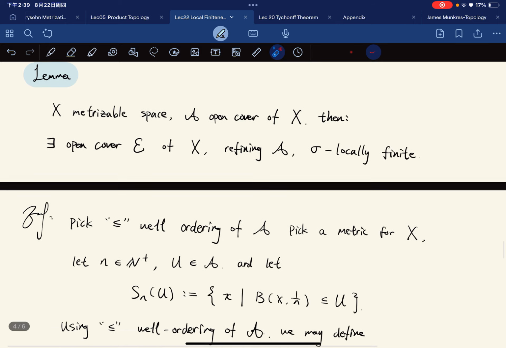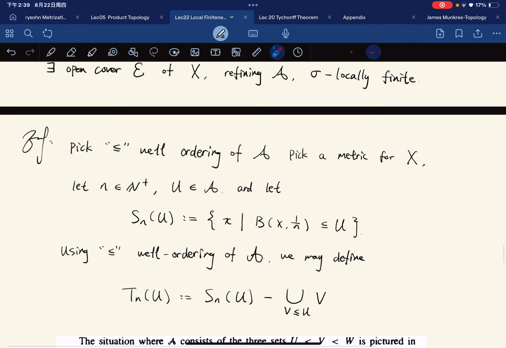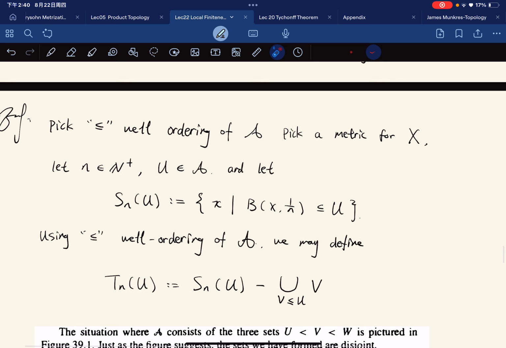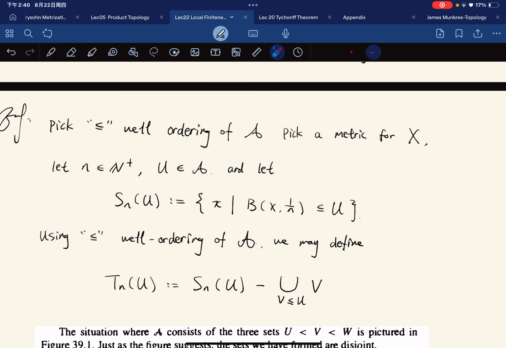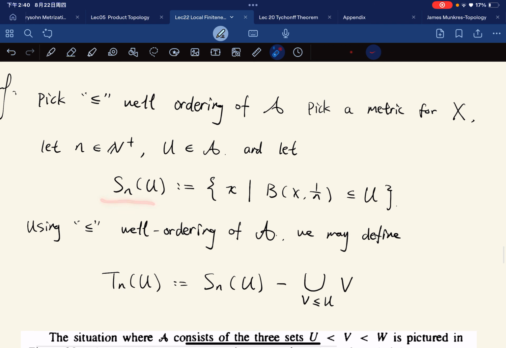To do this, first we pick a well-ordering of A, and then we pick a metric, and we pick a positive integer n, and we pick U in A. Okay, so let's first set up everything right now. We're going to let S_n,U be all the x such that the 1/n ball is still contained in U. So this is a subset of U.